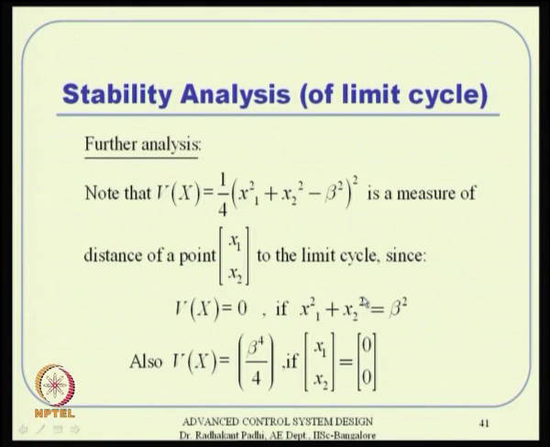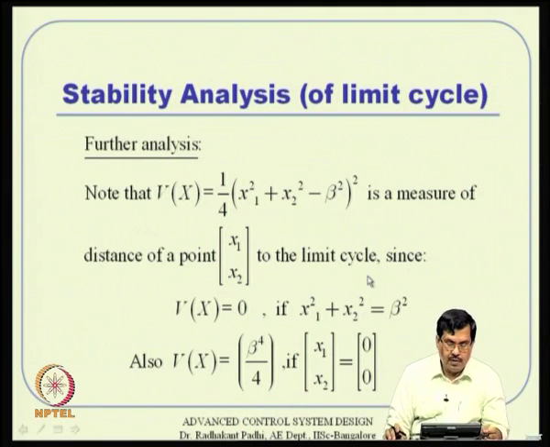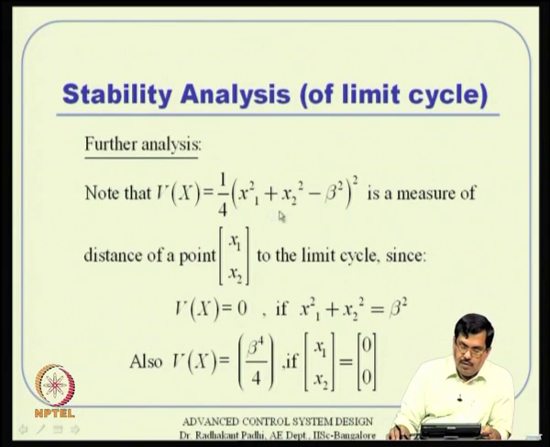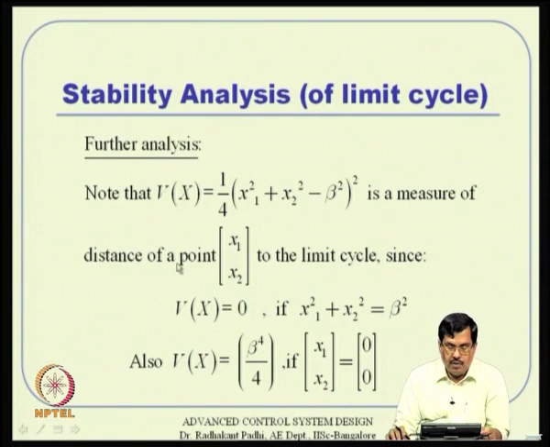Now, let us do a little bit of further analysis. We want to wind up this idea of whether it is either-or, we do not want that. For further analysis, we know that this particular function that we selected is a measure of the distance of the point x1, x2 to the limit cycle. Hence, V of x is 0 provided this condition holds good. And if x1 and x2 are equal to 0, then V of x takes this value.